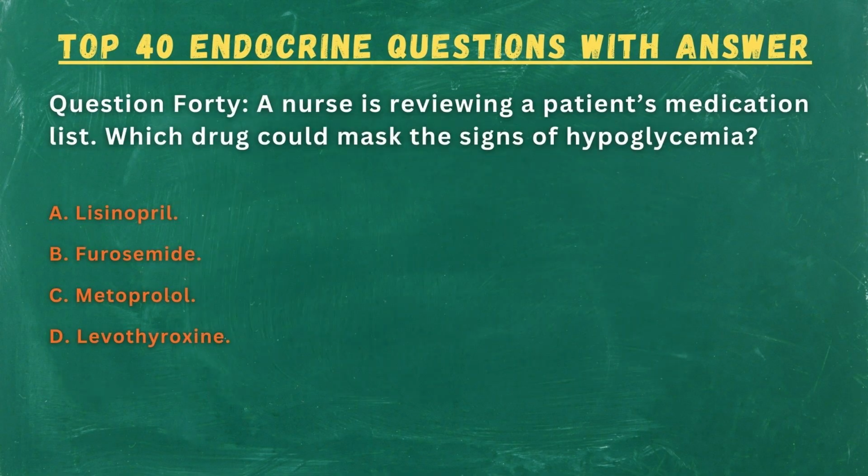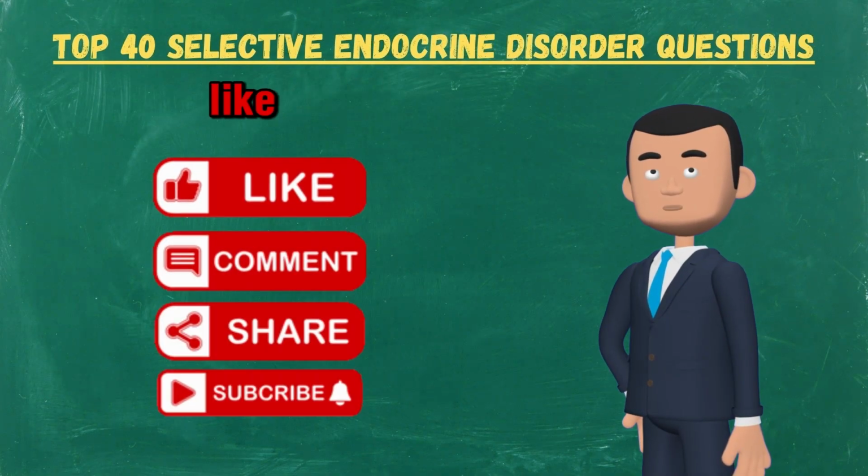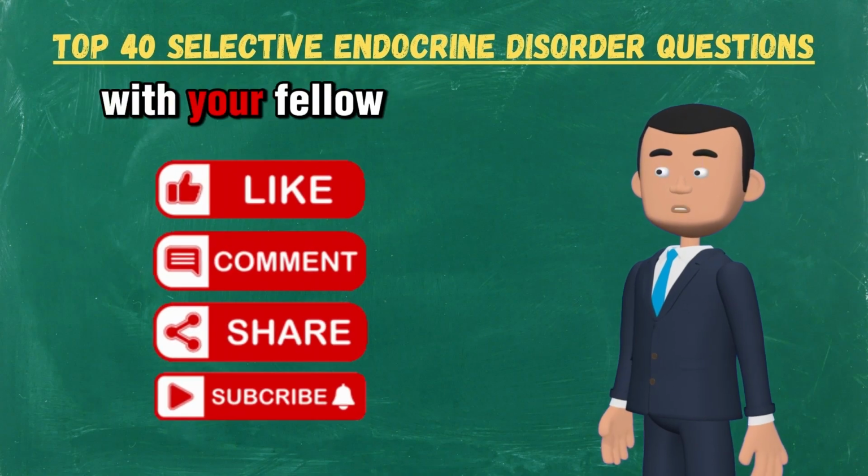Question 40. A nurse is reviewing a patient's medication list. Which drug could mask the signs of hypoglycemia? A. Lisinopril. B. Furosemide. C. Metoprolol. D. Levothyroxine. Answer: C. Metoprolol.